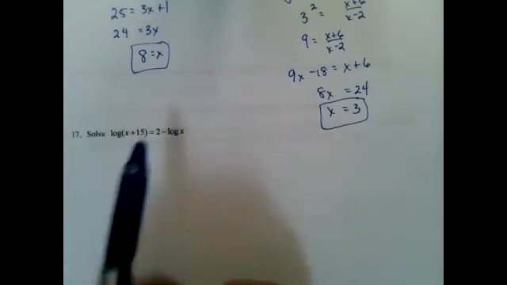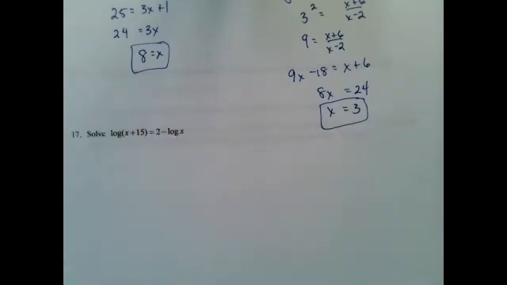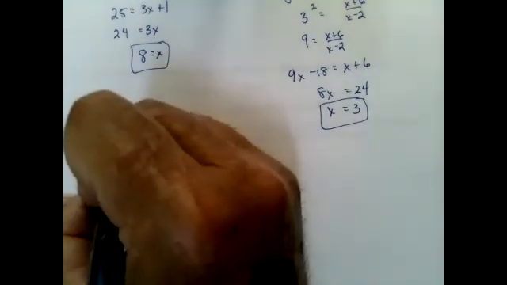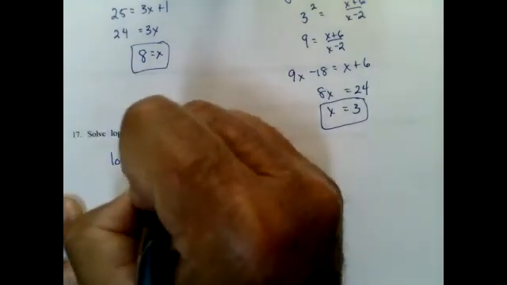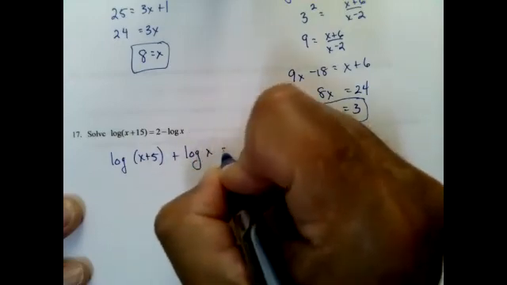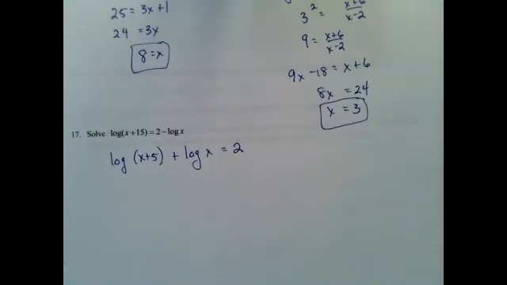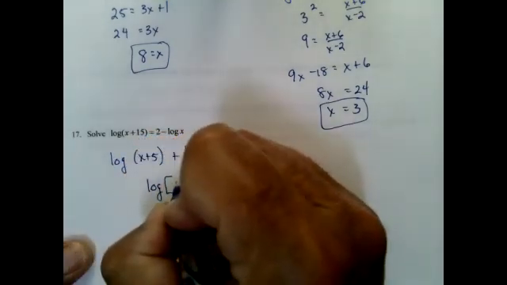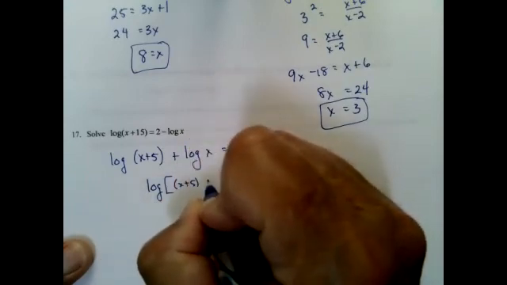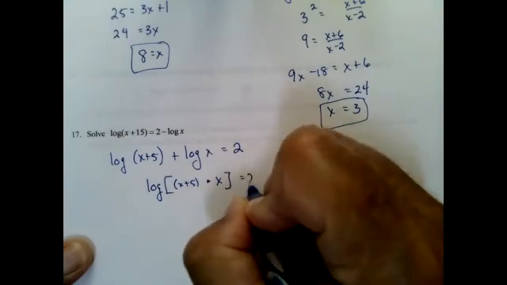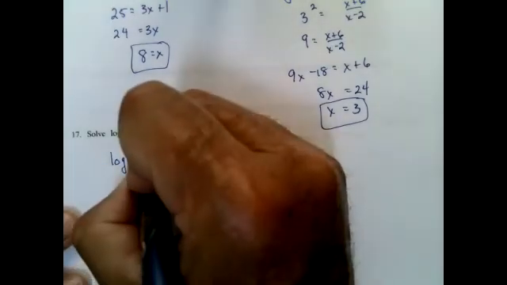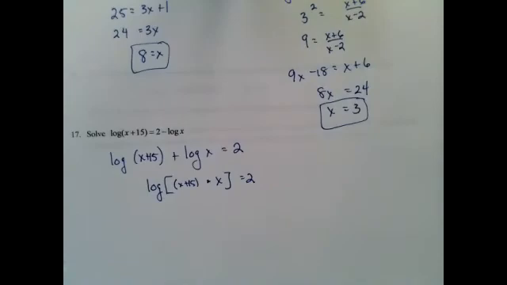Well, this one looks different than the last one because I have a log on one side and a log on the other side. And I'm saying to myself, is there any reason I can't get them on the same side? And myself says, sure. I'm going to add log of x. This is the sum of logs, which is going to equal the product. X plus 5 times x. It's x squared plus 15x.